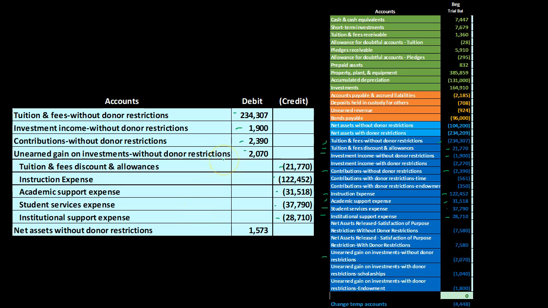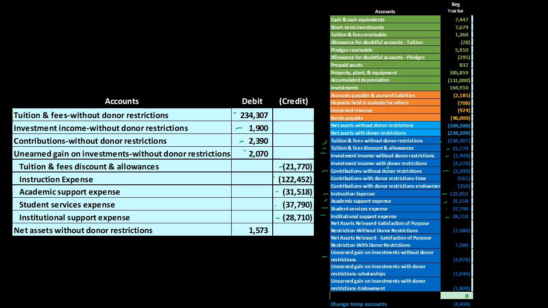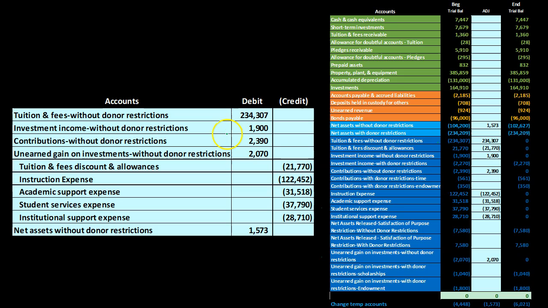If we take these debits and subtract out the credits, let's do it just for the fun of it. We've got the 234,307 plus the 1,900 plus the 2,390 plus the 2,070, minus the credits: 21,770, minus the 122,452, minus the 31,518, minus the 37,790, minus the 28,710. That gives us the difference, the plug, what we need, a debit of 1,573 in order to be in balance. Okay, posting this out, it looks something like this.